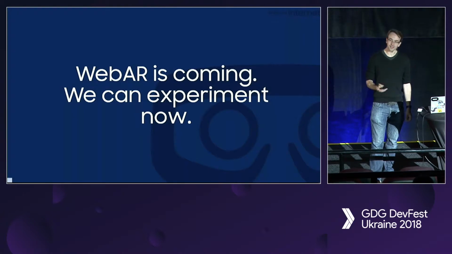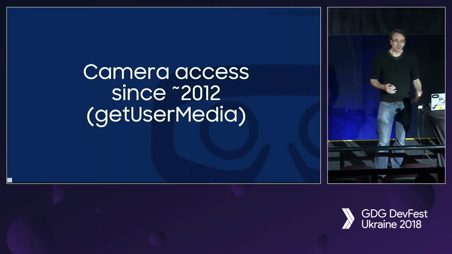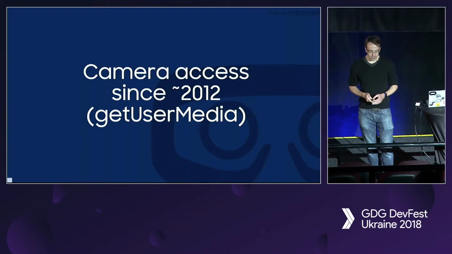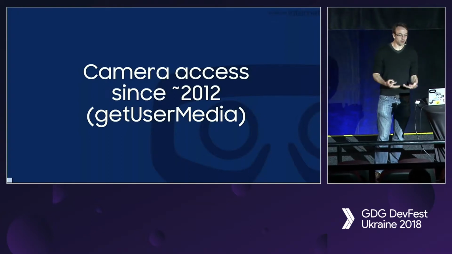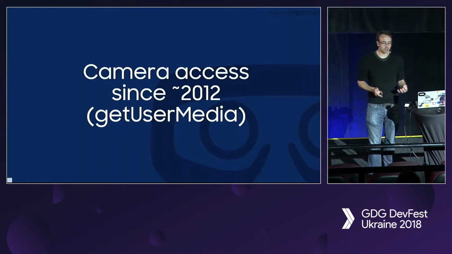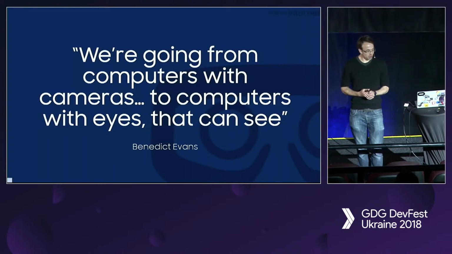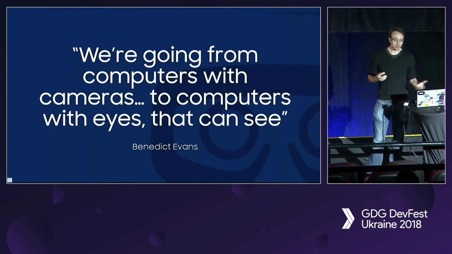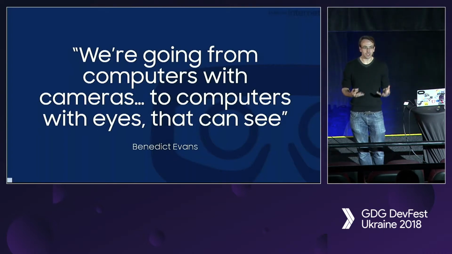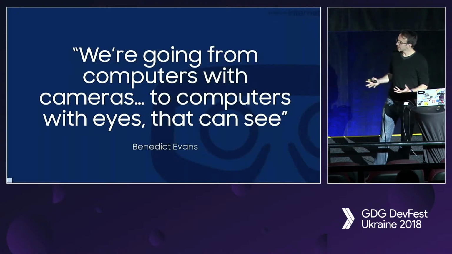Yeah, so that's a bit about WebVR, and WebAR is not quite so far along that standardization and support line, but it is coming too, and we can also experiment with it now. In fact, we've had camera access on the web since about 2012 with the getUserMedia API. That's let us take a camera feed and display it in a web page. But of course, to do augmented reality properly, we need to go a step beyond that. We're going on this trend now from computers with cameras to computers with eyes that can see. We need to not just take that camera feed, but to understand what is actually in that scene. And we're starting to be able to do that on the web.